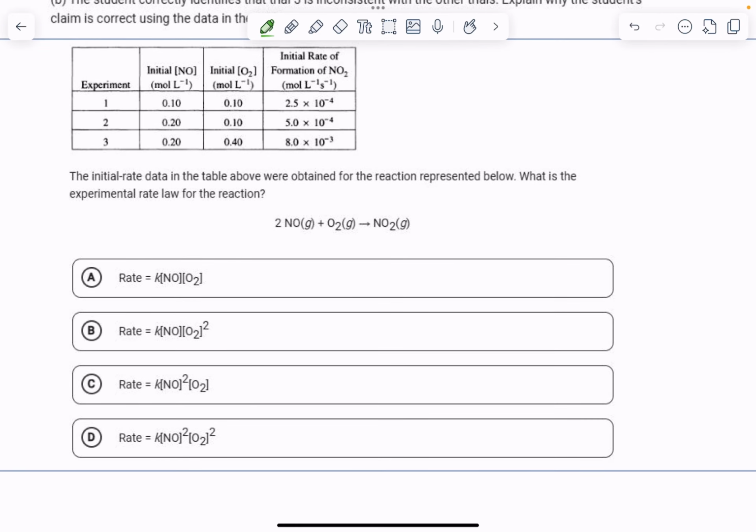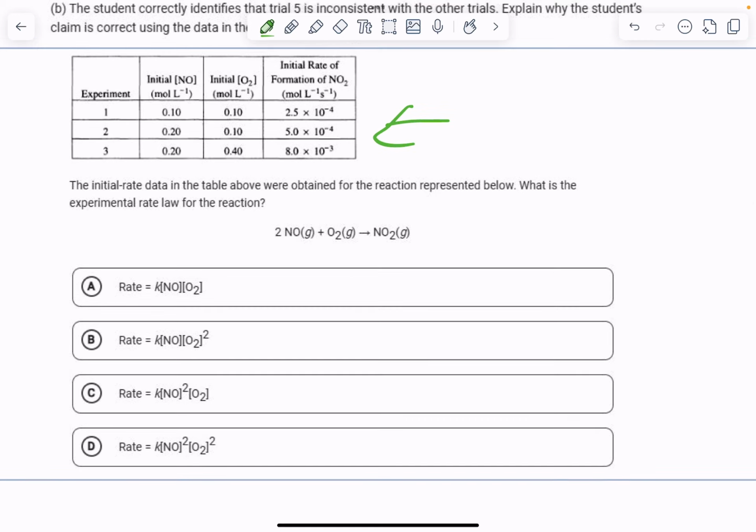And there's a couple ways they could give you a rate law question. The one I think that will happen the most is they will give you a table of data, and you'll have to pull that data to understand what the rate law should be. So this question says the initial rate data in the table above were obtained from the reaction below. What is the experimental rate law for this reaction? Okay, you have to use this data to identify the reactant order for each reactant, so NO and O2, and we're going to try and write a rate law.